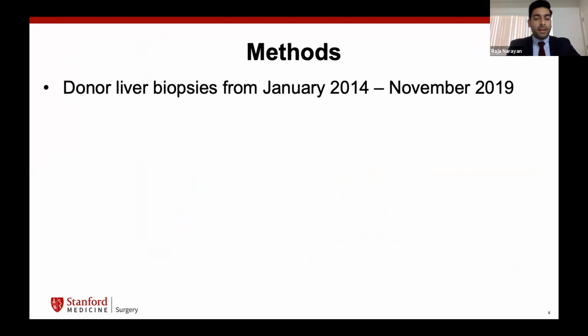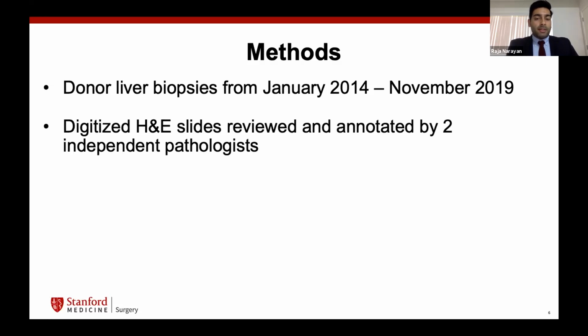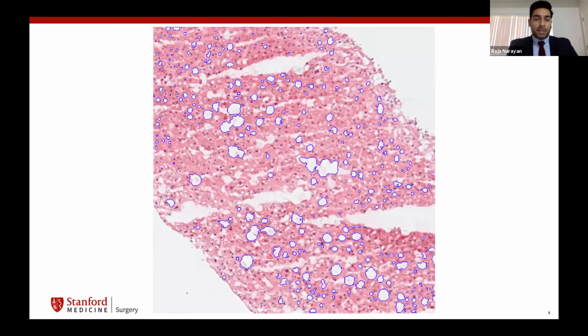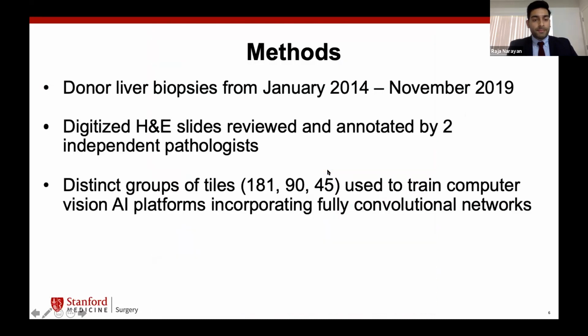For our study, we identified all donor liver biopsies done at our institution between January of 2014 and November of 2019. We digitized these slides and they were reviewed and annotated by two independent pathologists to consensus, as shown here. This slide was marked up in blue with spots that were associated with steatosis per the pathologist. From these images, distinct tiles were generated to help train several computer vision platforms that incorporated fully convolutional networks, which are a form of the neural networks I showed you earlier.